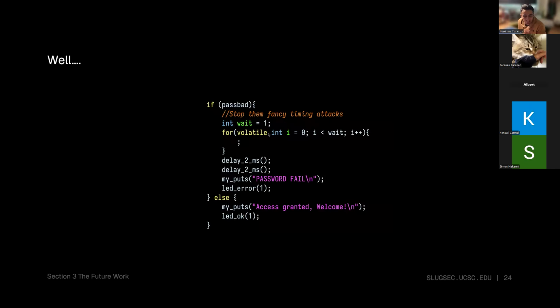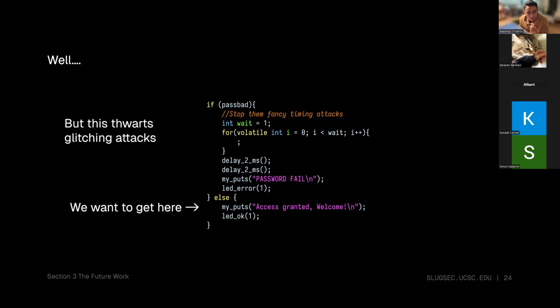Well, this snippet of code comes directly after the previous snippet of C code that I showed. In the current instance, we have just a simple if statement that checks for pass bad. If pass bad is 1, we go to the erroneous path. If it's 0, we go through the actual correct path, right? We want to be in this correct path here. This is where we would ideally get access to maybe some special secrets that we would otherwise not have access to. But the problem is that this thwarts glitching attacks, and it might not be obvious how it does that.